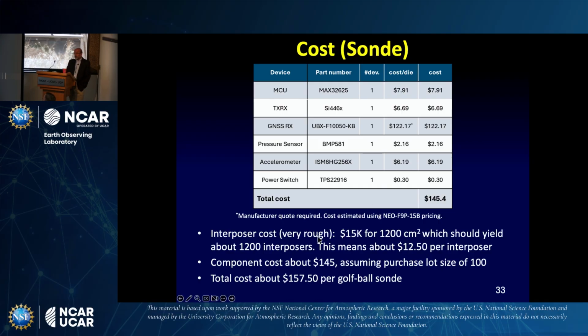Now, the interposer costs about $15K for 1,200 centimeters square of interposer material. So that would yield about 1,200 interposers for us because we have 1 centimeter square for our interposer. So that means around $12.50 for the interposer, assuming you're building all these. So the total cost is just like $150 for the whole mess, right? And the cost is dominated by the parts. It's not dominated by the interposer fab.